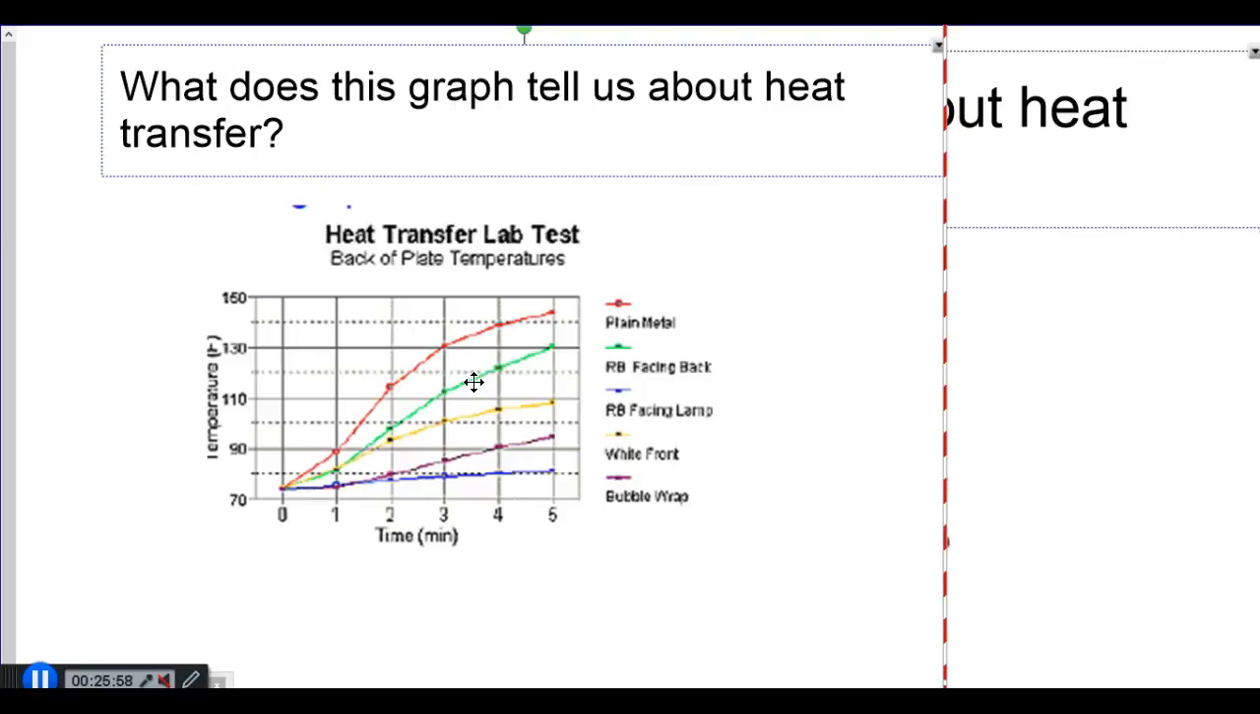So on the front smartboard here, we have a graph. The red line represents pure metal. We have a red ball facing back, a red ball facing forward, a white front, and bubble wrap. And in all cases, we've measured plate temperature. What you should see from this graph is that there is not equal heating. And this is because they're made up of different things.